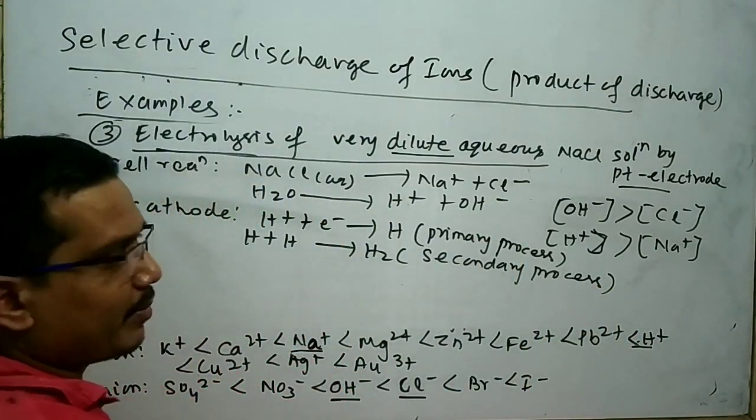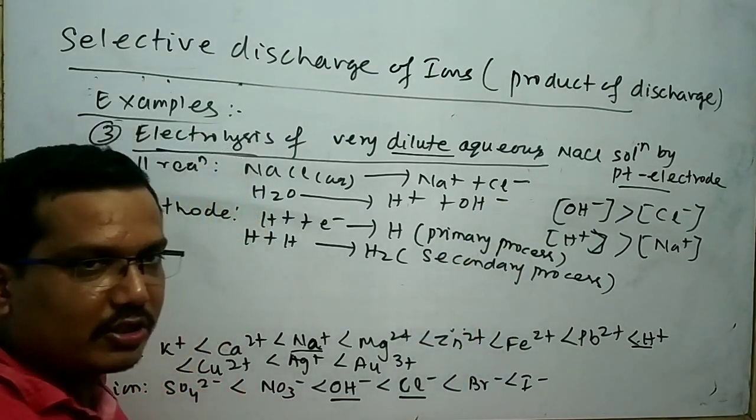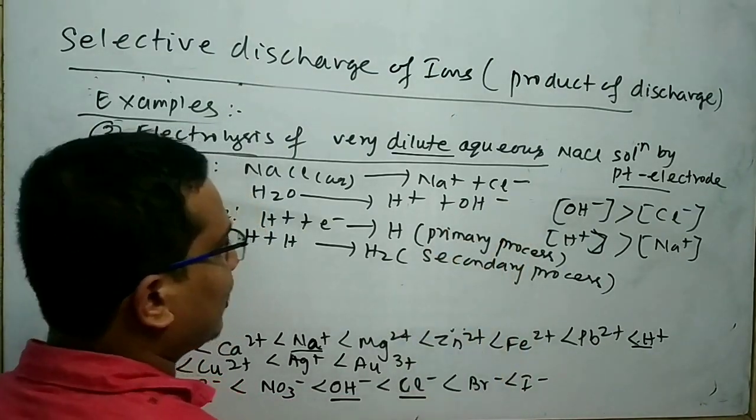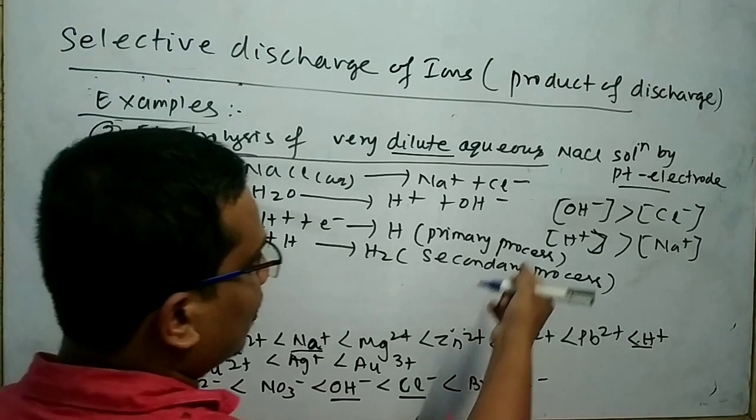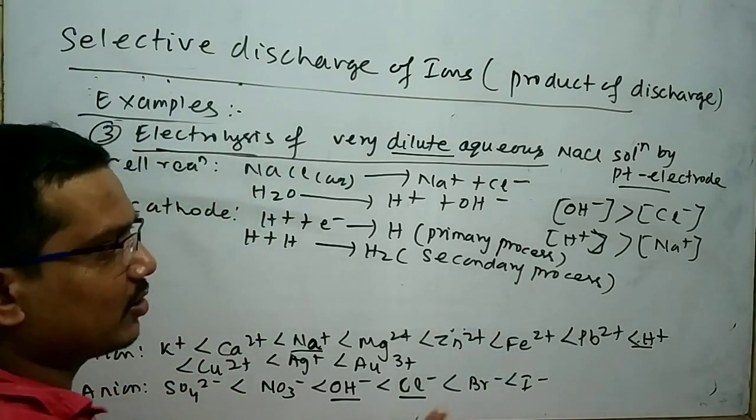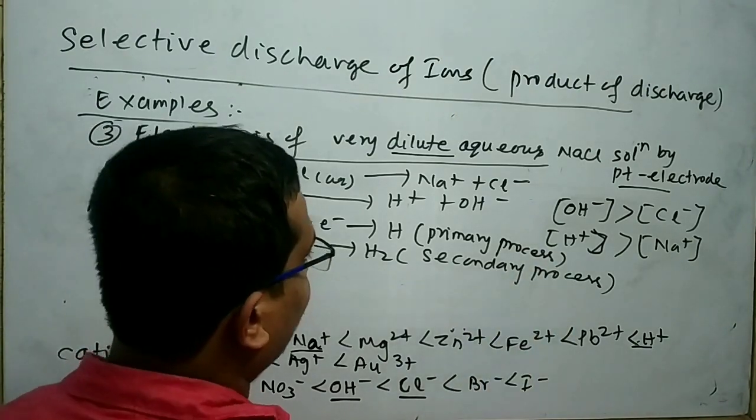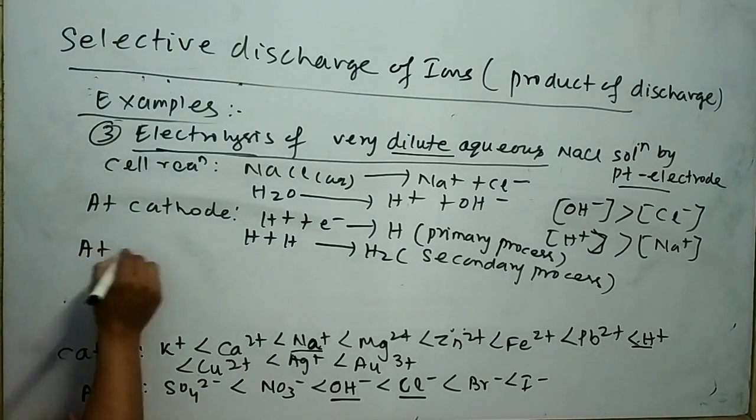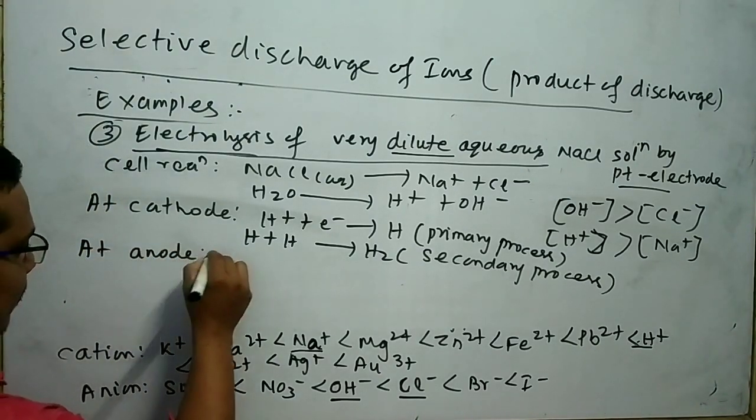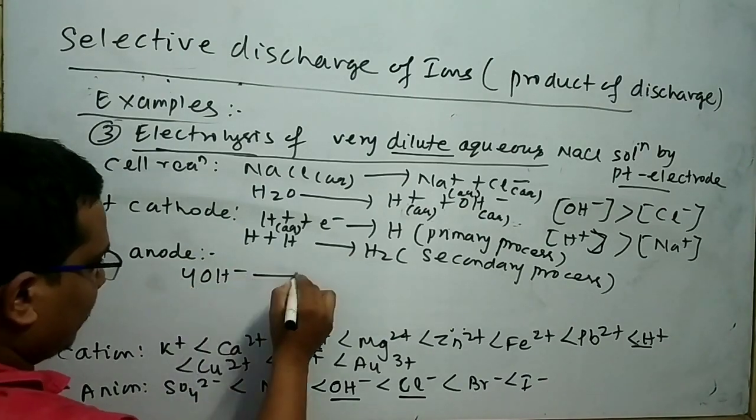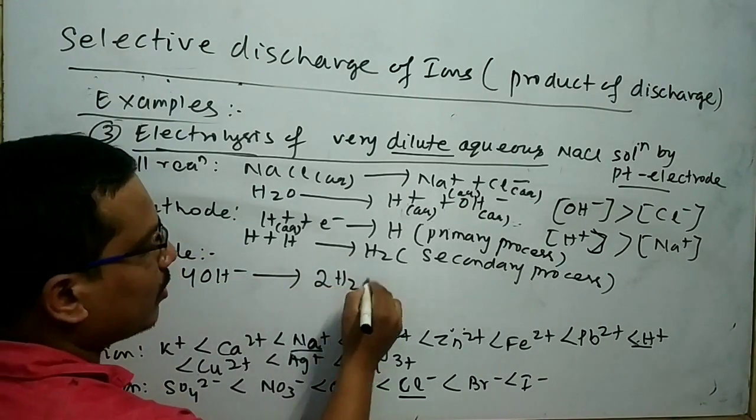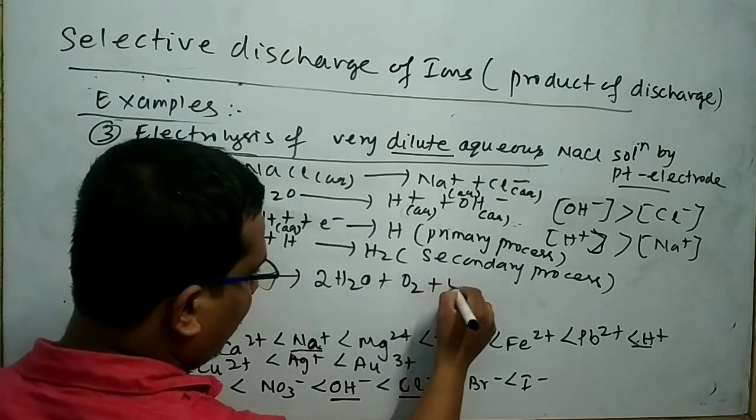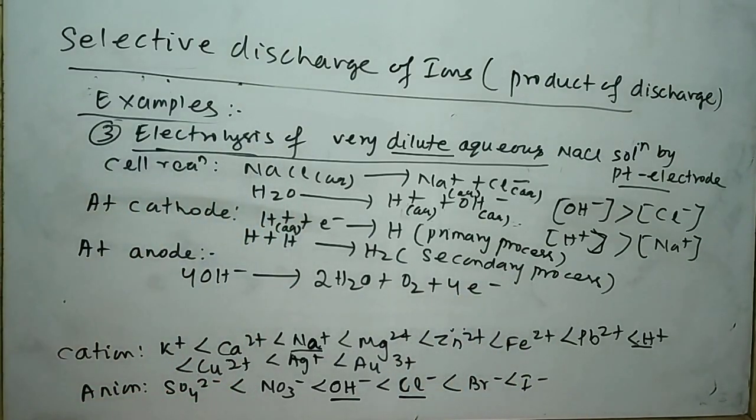Now I will think about the anions. Two anions are present: one is Cl⁻, another is OH⁻. Among Cl⁻ and OH⁻, the concentration of OH⁻ is more than Cl⁻, so OH⁻ discharges fast. So at the anode, 4OH⁻ gives 2H2O plus O2 plus 4 electrons.